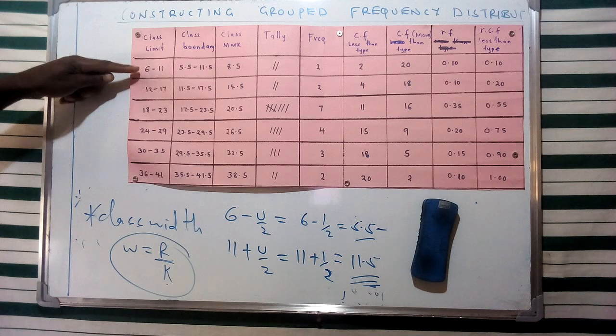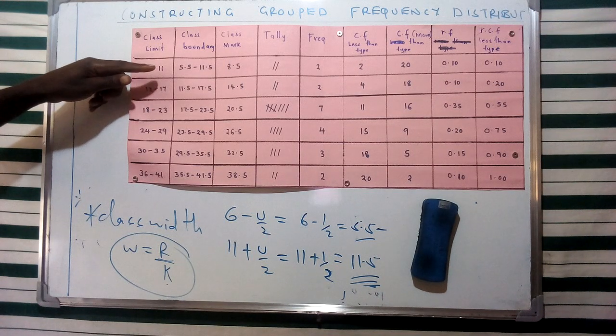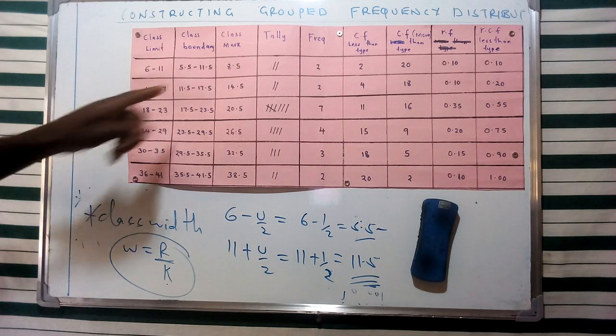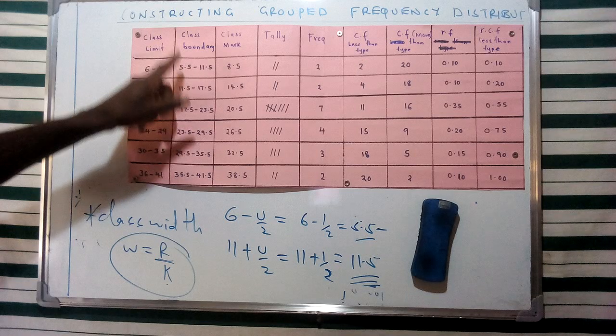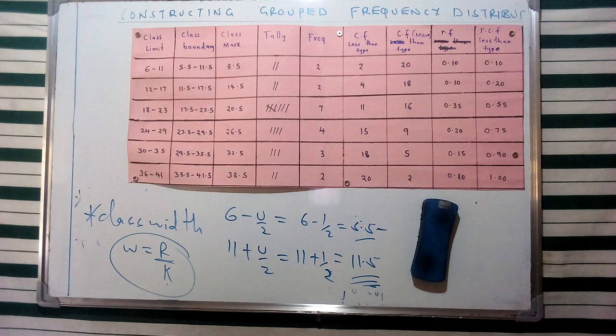The lower limits are 6 and 12, so the difference between the two is going to be 6. The upper limits are 11 and 17, and the difference between the two is going to be 6. For the class boundaries, we have 17 minus 11.5, and the difference is still 6. And that's going to constitute this specific concept of a class width.